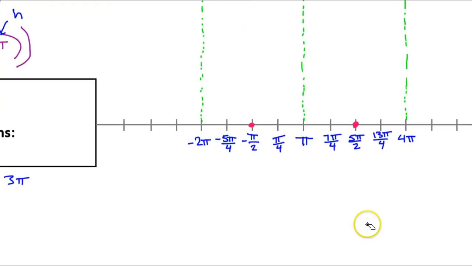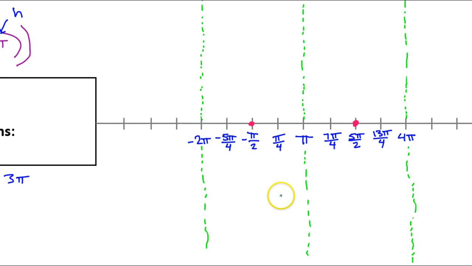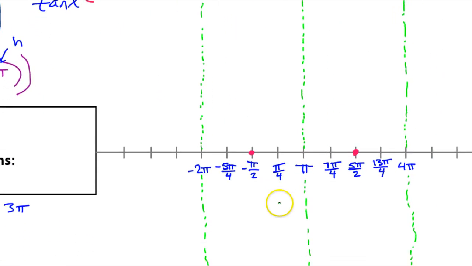Okay, and that leaves me space to extend my vertical asymptotes, which go both directions, of course. Alright, we're ready to do this graph.